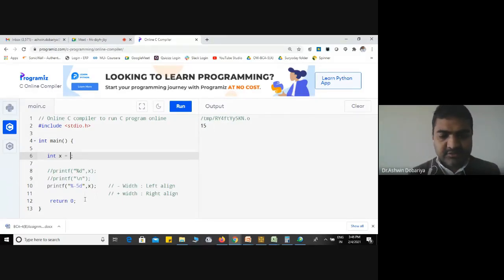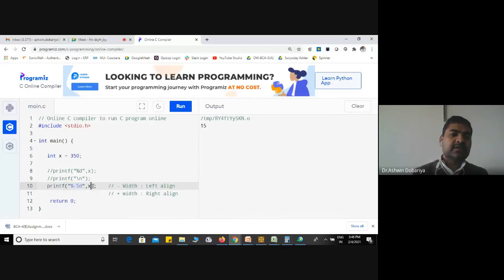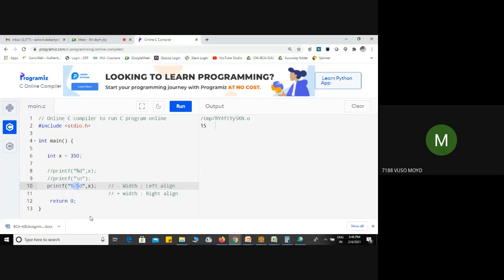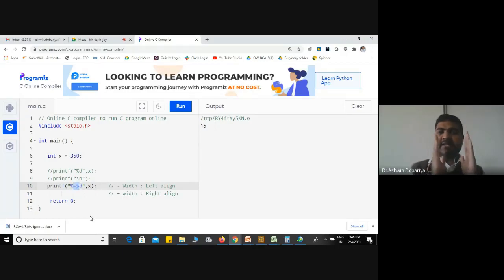Suppose I mention 350 and printf -5d, then give me the answer. What is the output? Where will the cursor be? And what is the alignment of the output? Where is it displayed? Left alignment or right alignment? Left, sir. So it will display the data at the left alignment.